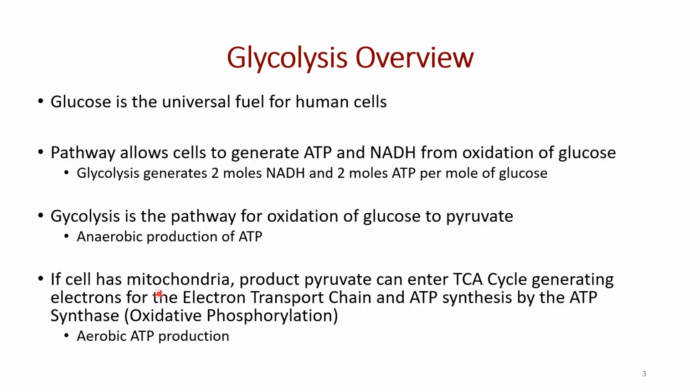Now, if a cell has mitochondria, then the pyruvate that's produced by glycolysis can move into the mitochondrial matrix, and it can enter the TCA cycle, which will generate more reducing equivalents for the electron transport chain, and the electron transport chain then will support ATP synthesis by the ATP synthase, which is oxidative phosphorylation. And that, of course, is aerobic ATP production.